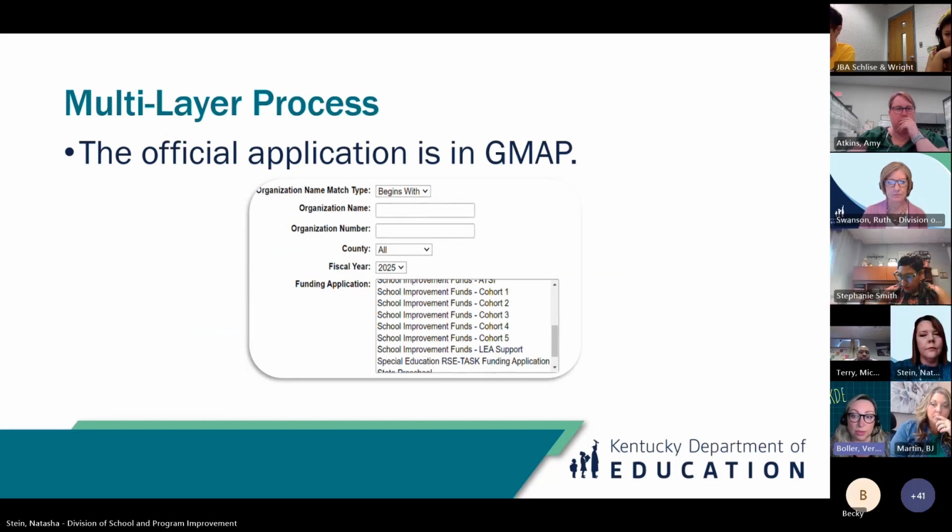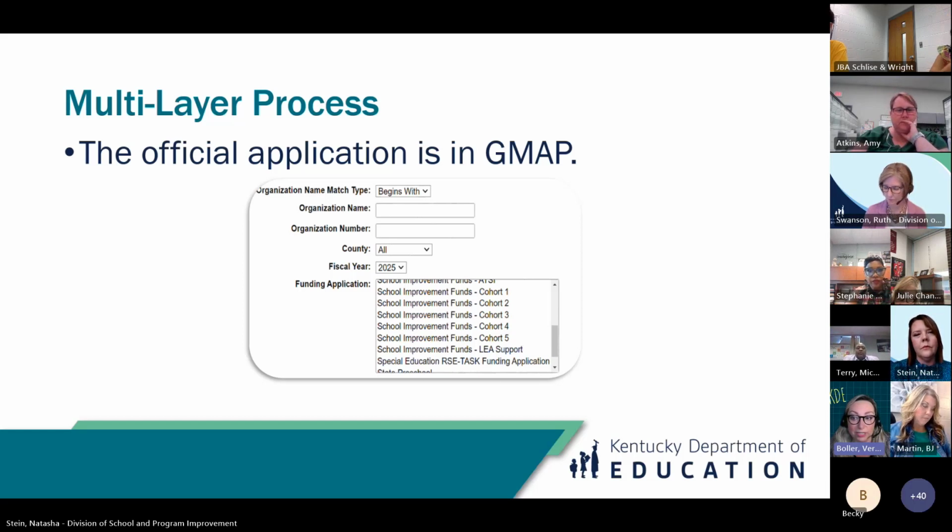Okay, so this is just showing you all the official application welcome screen when you're looking for the application in GMAP. So we wanted to remind you all that while there is the electronic template that will be passed back and forth between the district and the school, we at KDE only officially review and approve what's in GMAP. So for any district level folks on here today, this is a screenshot of what you can expect to see in GMAP. Please note that the application is not currently live for Cohort 6, but we wanted to give you an idea of what to expect when you are searching through that drop-down menu in GMAP.